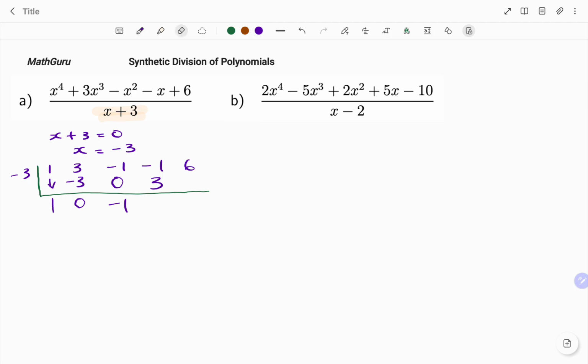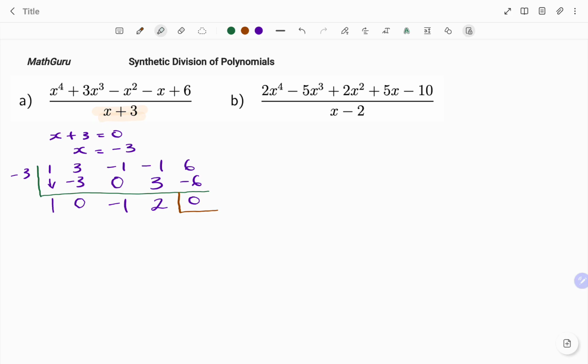The next step is to add. I have negative 1 plus 3. That will give me positive 2. And then the last step, negative 3 times positive 2. That's negative 6. And then I do my addition. 6 plus negative 6, that will give me 0. So having the 0 in the last column simply means that if I divide that polynomial by x plus 3, there will not be a remainder.